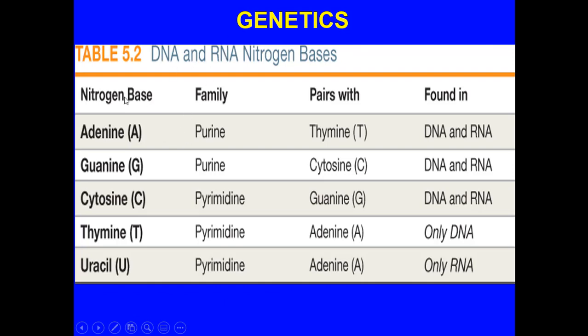Here we have the arrangement here. The nitrogen bases: adenine, guanine, cytosine, thymine, uracil. Adenine and guanine are in the purine family, whereas cytosine, thymine, and uracil are in the pyrimidine family.